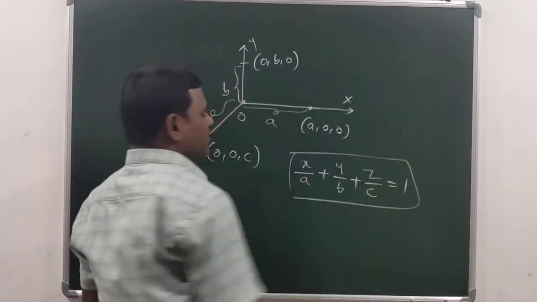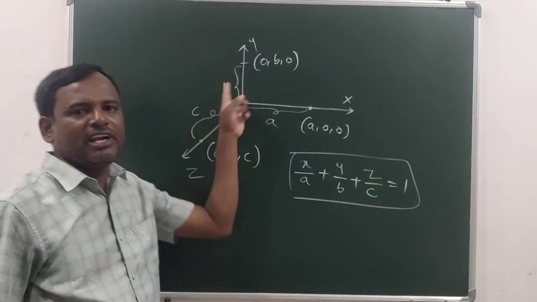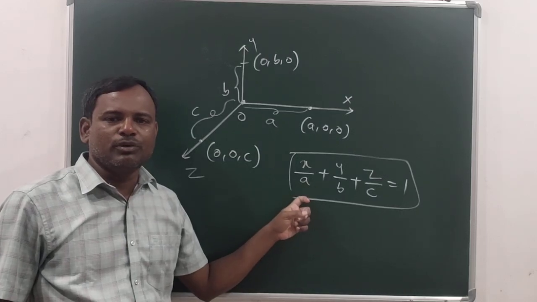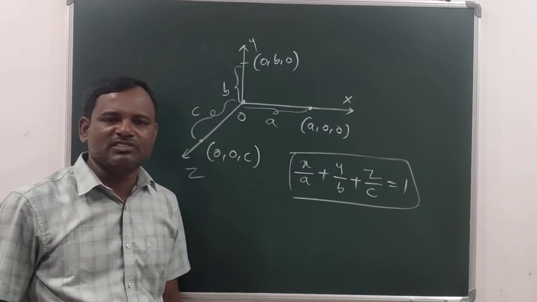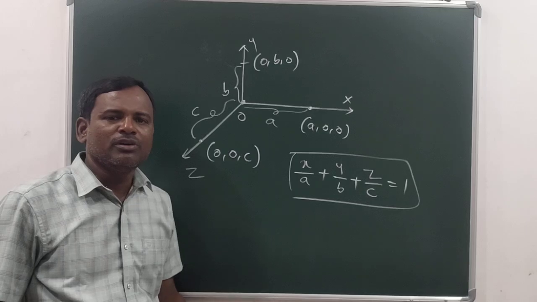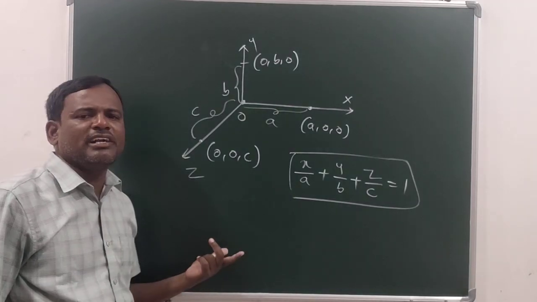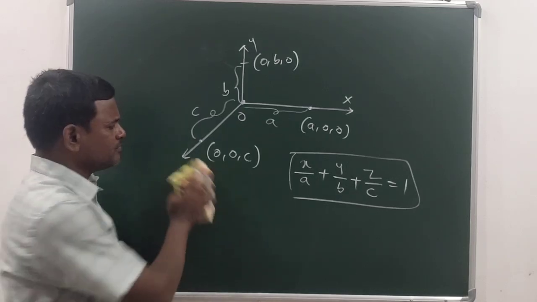See here, whenever the x-intercept, y-intercept, and z-intercept of the plane are given, in such a case you have to apply this formula: x by a plus y by b plus z by c equals 1 is the equation of that plane. You can also call it a triangular plane.